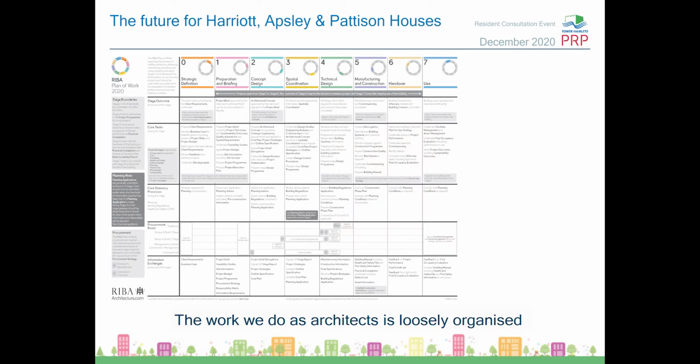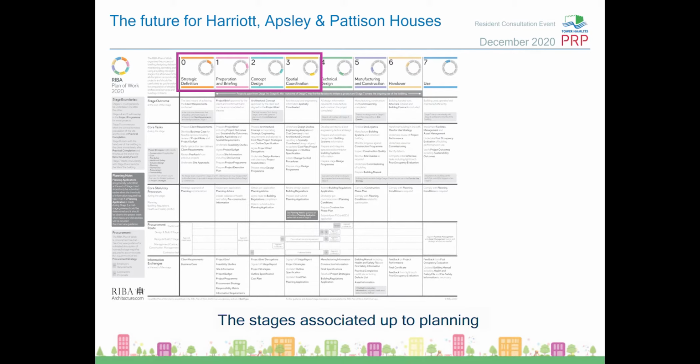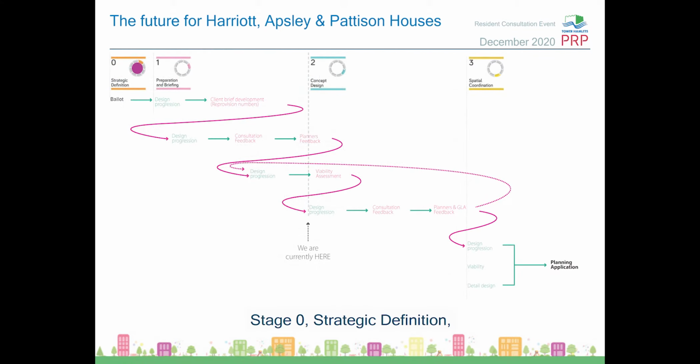The work we do as architects is loosely organised around the Royal Institute of British Architects' Plan of Work, the RIBA. This is a framework for all disciplines on construction projects and covers all stages of work, defined as stages 0 to 7. The stages associated up to planning that we will focus on are stages 1 to 3. Stage 0, strategic definition, which is in effect the long-term plan. This was up to and including the ballot, and once your decision was known, it set the parameters of the project.